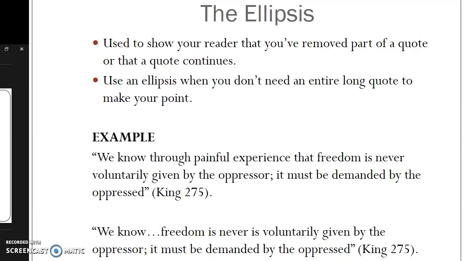So in my example, which is from a piece by Dr. Martin Luther King called Letter from a Birmingham Jail, you see the original quote, which is, "We know through painful experience that freedom is never voluntarily given by the oppressor. It must be demanded by the oppressed." And then you see my citation with the last name and the page number. So in the second sample, I've decided that I only want part of the quote, and so I've used the ellipsis to show my reader that I've omitted "through painful experience that," so that you can see how the ellipsis functions there.